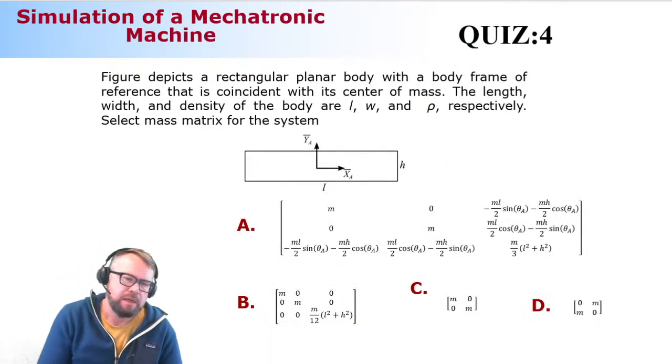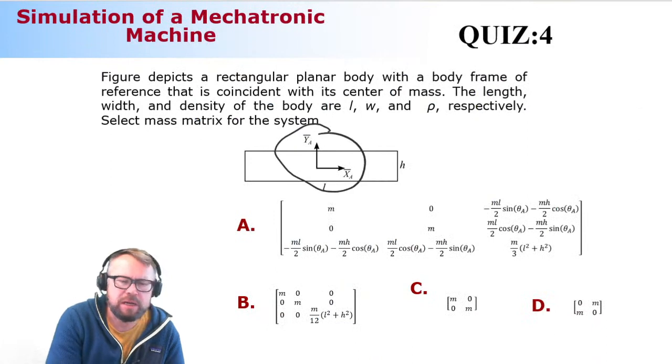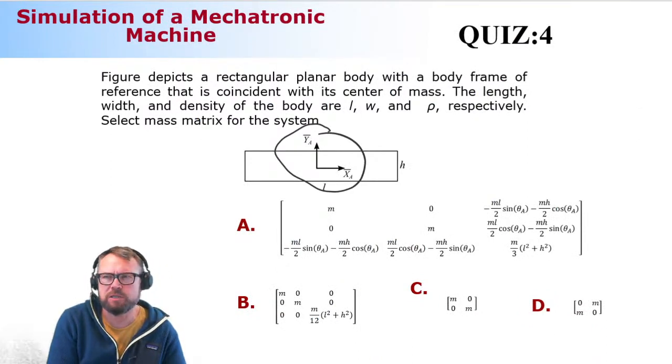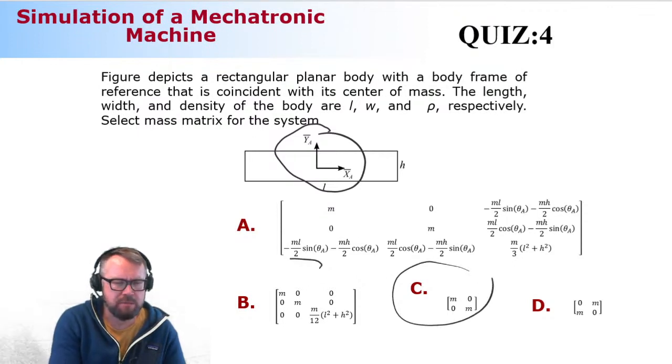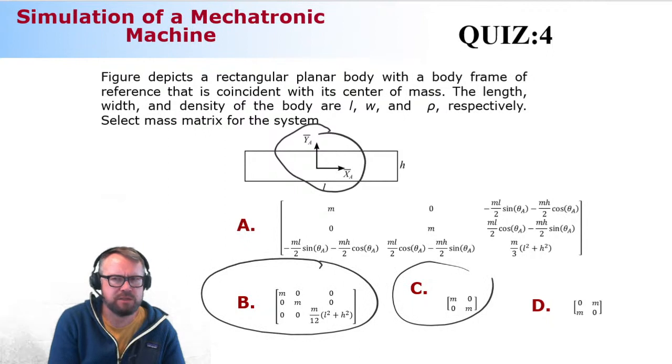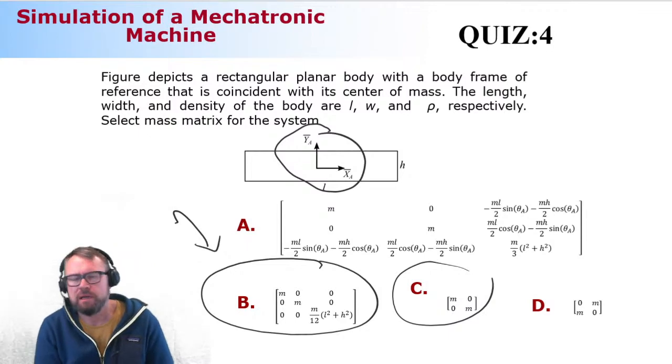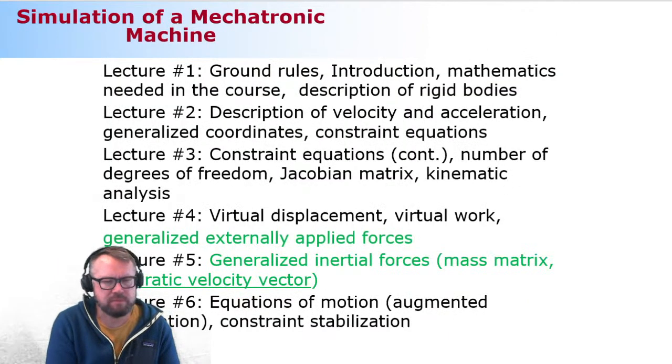So body reference coordinate system is located in the center of the mass. And if it is located in the center of the mass, then off-diagonal components will be equal to zero. Where are the off-diagonal components equal to zero? Well, C and B. C is no good. Why? Because it's a 2x2 matrix, and we need 3 generalized coordinates. So the B is the only correct one. All right. I know that 3 minutes left.